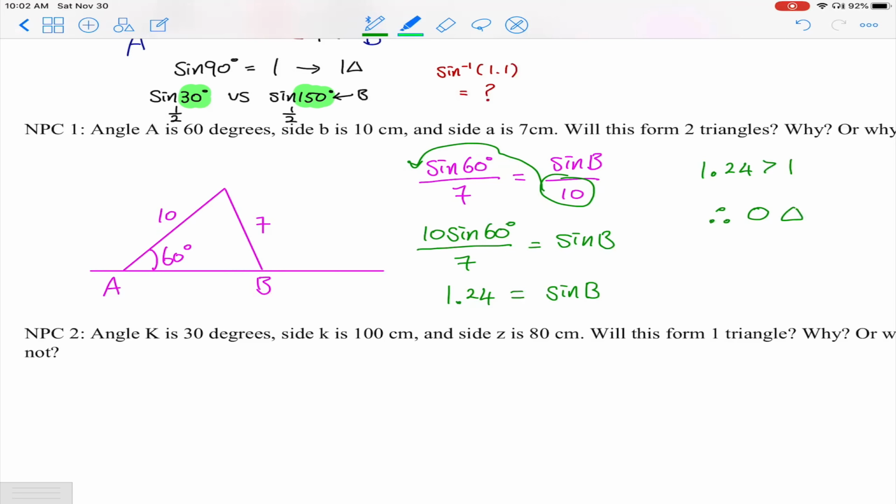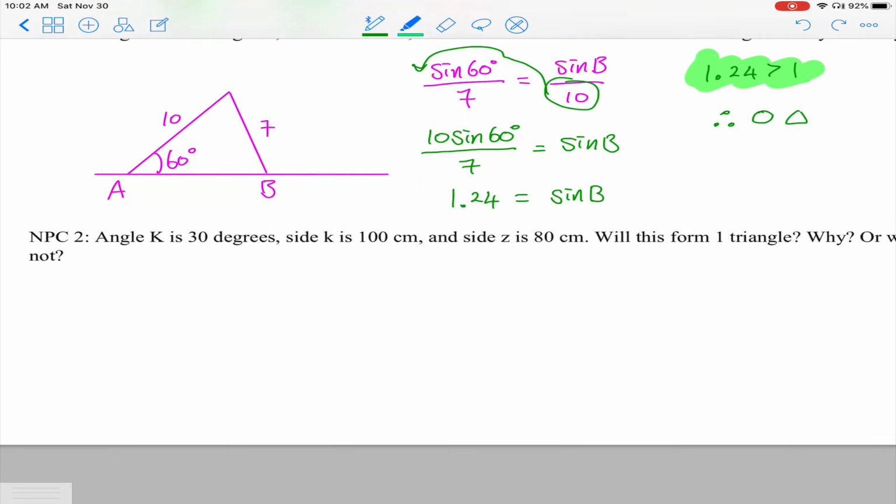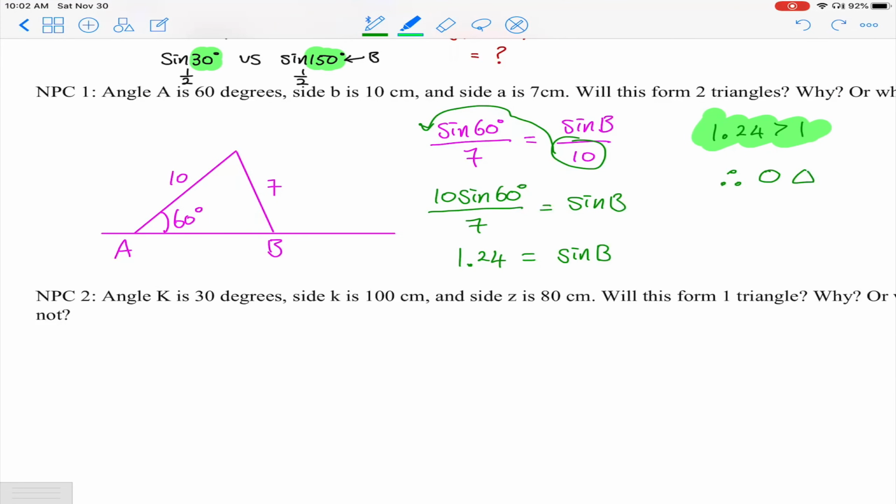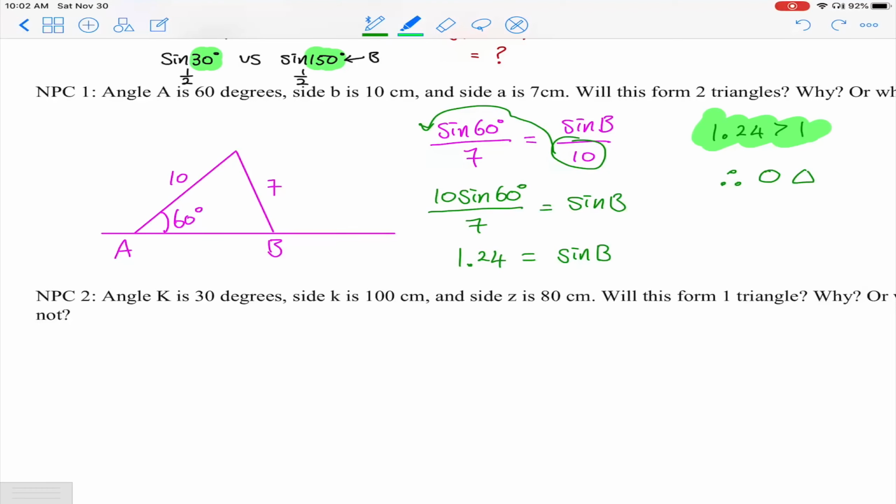Now this must be presented in your solution. Otherwise, if you just go from here to there, we need to know why there are 0 triangles. Now then, MPC 2 is pretty much the same thing. Try that on your own. A few moments later. Now then, let's try this one. It says, will this form one triangle? Why or why not? So let's see.